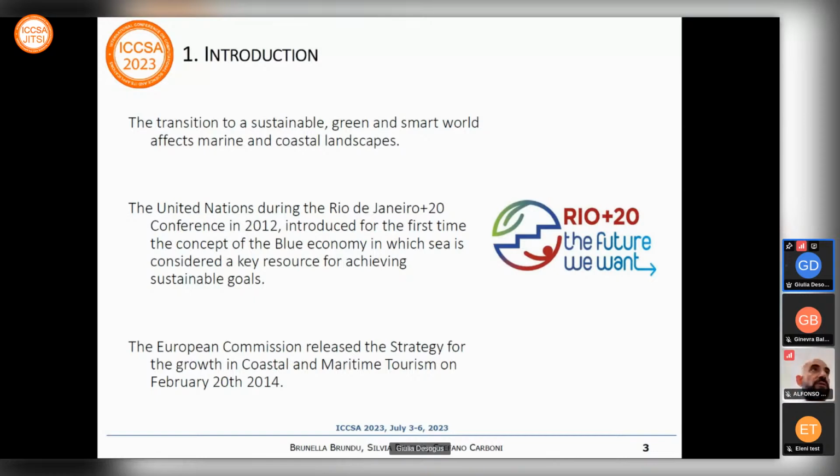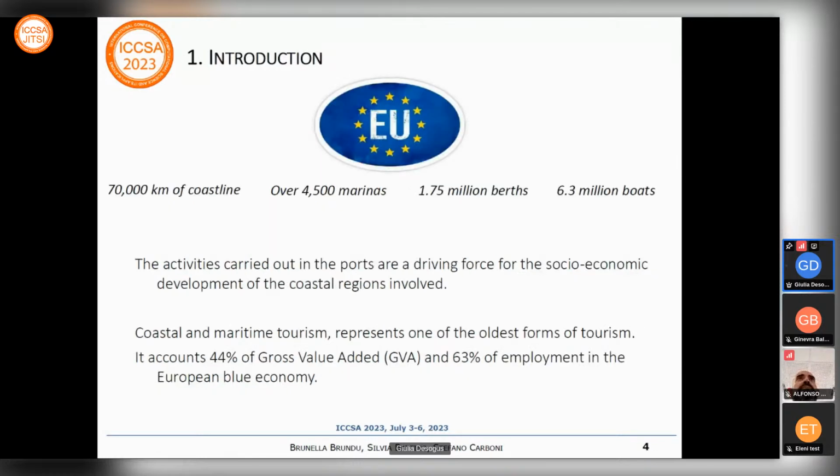Okay, I continue. Indeed, for the better management of the coastal territories, the European Commission released the strategy for growth in coastal and maritime tourism on February 20, 2014, which aims through 14 action steps to promote the growth of the sector by helping coastal regions and entrepreneurs achieve the goals of the blue economy.